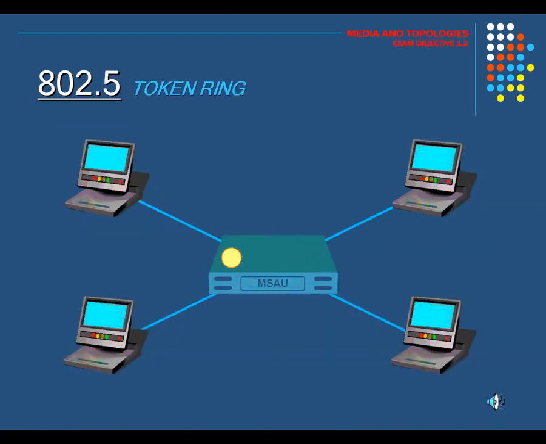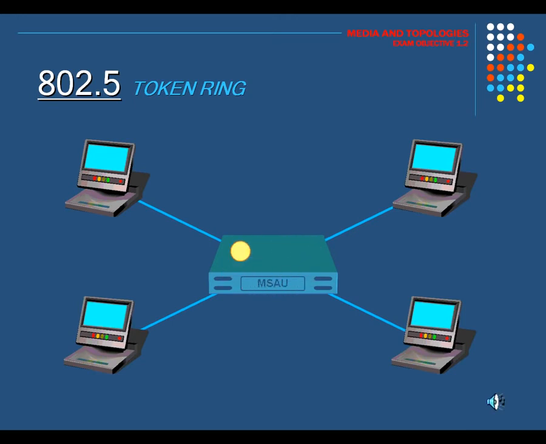Token ring is the 802.5 standard. Token ring was a technology that was developed by IBM in the early 1980s. This technology became pretty popular because it virtually eliminated all collisions by its unique token passing access method. This is how it works.